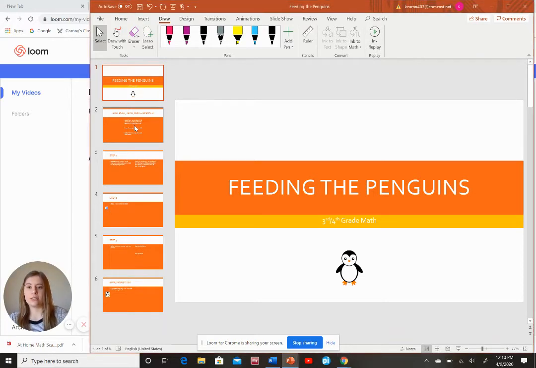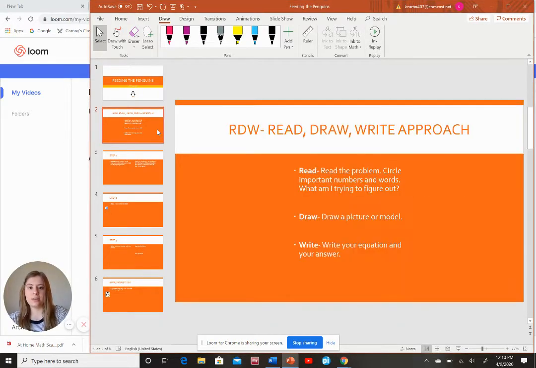So just as a reminder, here is our slide that tells us what the RDW approach is. Remember, the first step is to read the problem. We circle any important numbers or words, questions, anything like that, to help us make sense of the problem as we try to figure out what we're supposed to be doing. Step number 2 is to draw. We're going to draw a picture or a model, really anything to visually represent the words in the problem so that we can see it. And then lastly, we're going to write our equation and our answer as we finish it up.